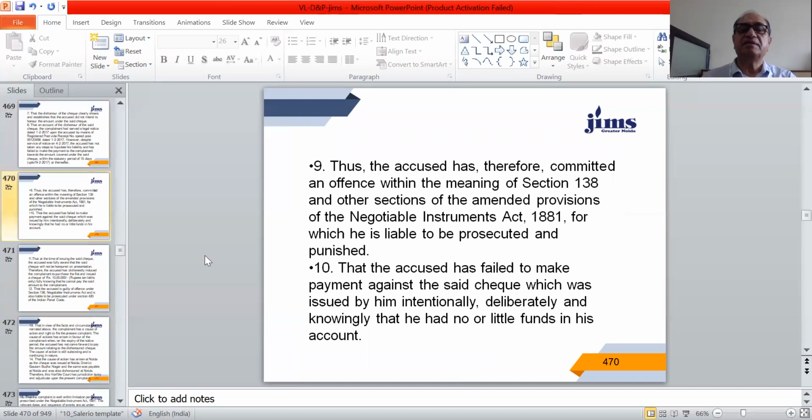Para 9. Thus, the accused has therefore committed an offence within the meaning of Section 138 of the Negotiable Instrument Act and other sections of the amended provisions of the Negotiable Instrument Act 1881, for which he is liable to be prosecuted and punished. Then para 10, that the accused has failed to make payment against the said check which was issued by him intentionally, deliberately, and knowingly that he had no or little funds in his account.